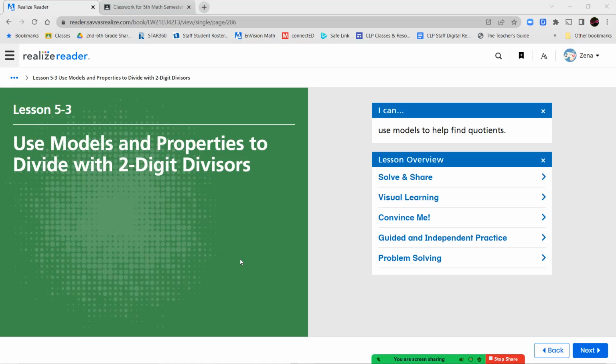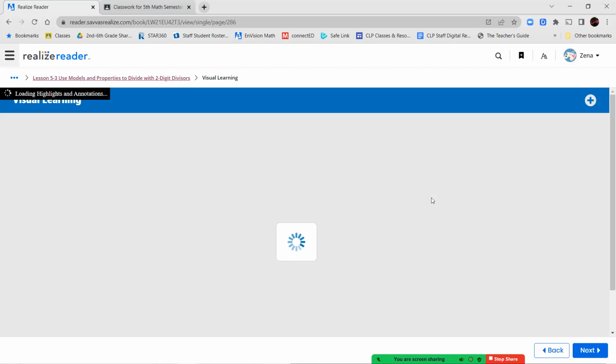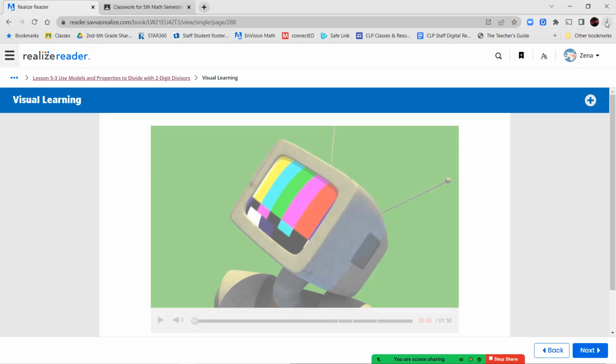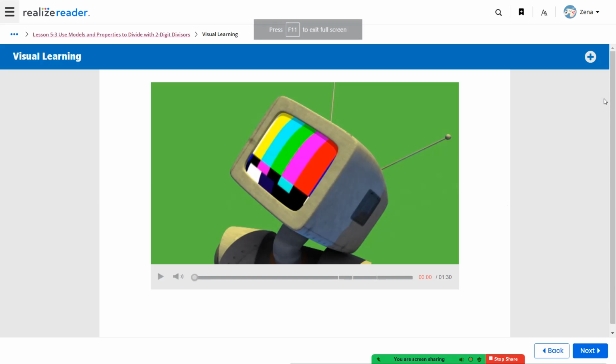In this lesson, we're going to focus on using models and properties to divide with two-digit divisors. So that means we have a number that we're going to divide by a two-digit number. Let's go ahead and watch our short video lesson, and then we're going to jump into our notes and our guided practice together.